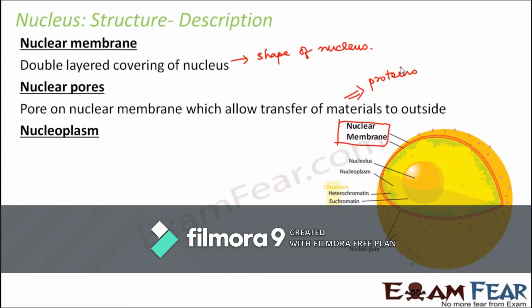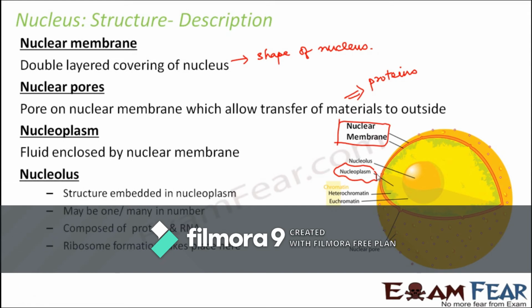Next is nucleoplasm. So what is nucleoplasm? It is the fluid which is enclosed by the nuclear membrane. You can see here nucleoplasm, the fluid which fills the entire empty space inside nucleus. Next is the nucleolus. Now all these structures like the nucleolus or the chromatin, chromosome, they all remain suspended in the nucleoplasm. Nucleolus is a structure embedded in nucleoplasm. As you can see here, nucleolus is embedded in the fluid. It can be one or many in number. It is not necessary that one nucleus can have only one nucleolus. One nucleus can also have multiple nucleoli.